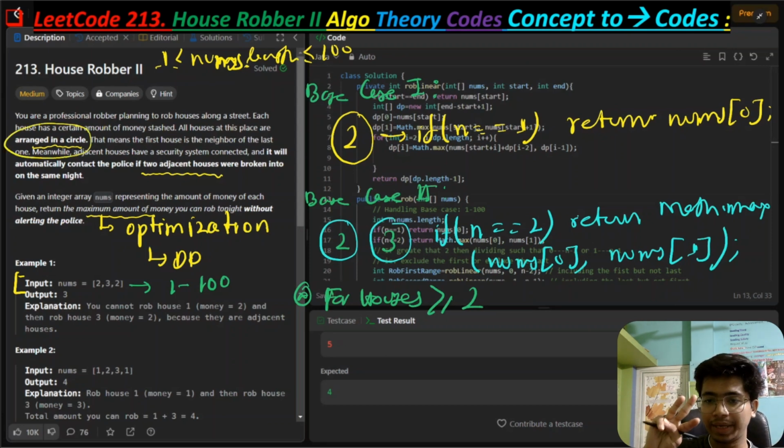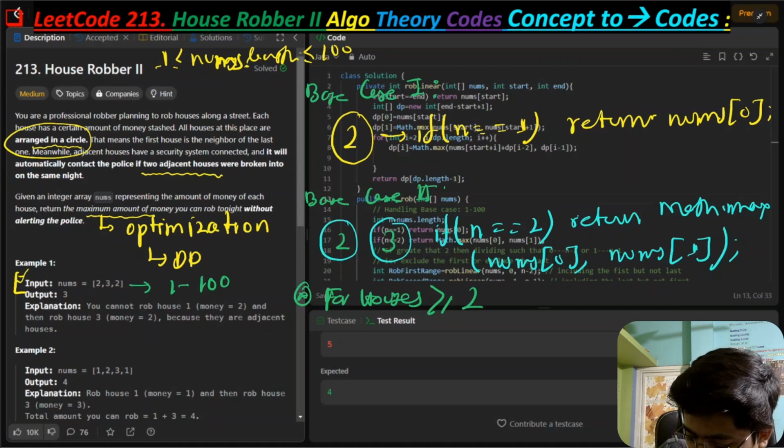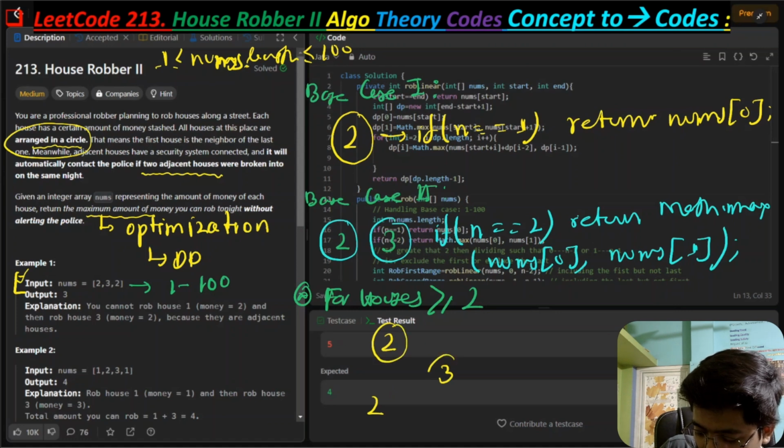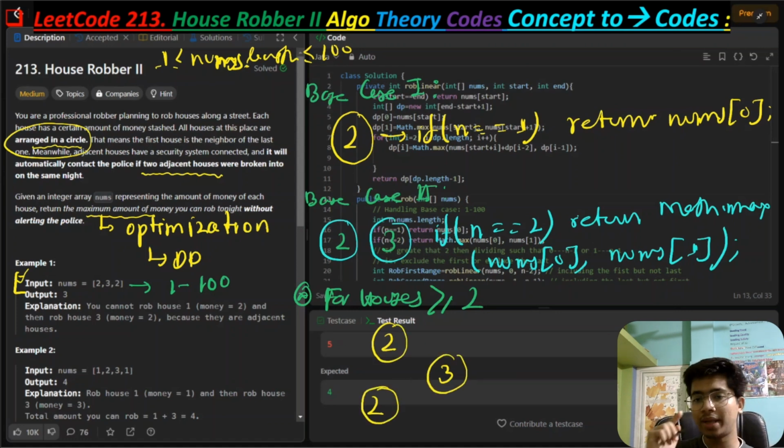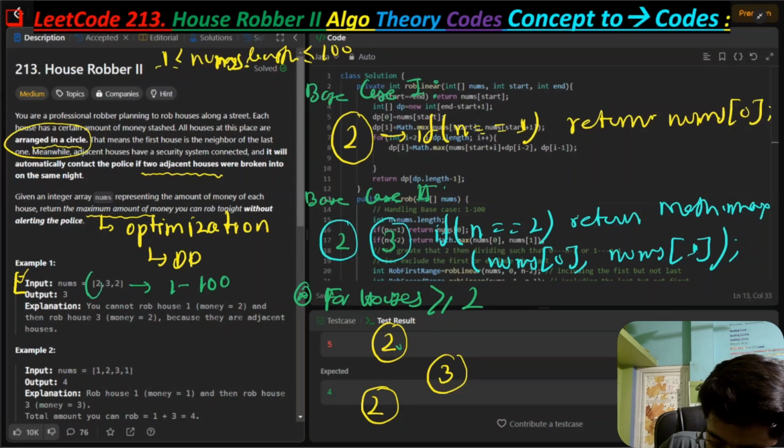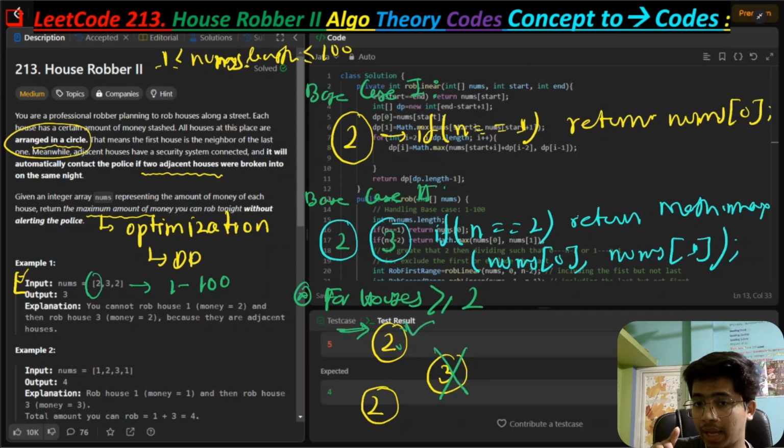So let's consider an example, something like 2 3 2. Now we are considering this example. How can we find the answer? This 2 will be like this, 3 will be like this, and this 2 will be like this. These are the houses, and as told, they are in a circular manner. So we have to find the maximum one. Now just think in general how we can find it. If we choose the starting 2, our starting point, then automatically I cannot choose 3.